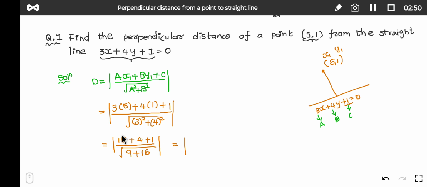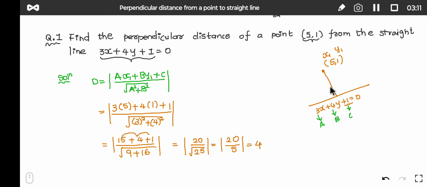Add the numerator: 15 plus 4 plus 1 is 20, divided by root of 9 plus 16 which is 25. So 20 divided by square root of 25 which is 5. So 20 by 5, which is nothing but 4, since 5 fours are 20. So the perpendicular distance between this point and the line, given by d, is equal to 4 units.